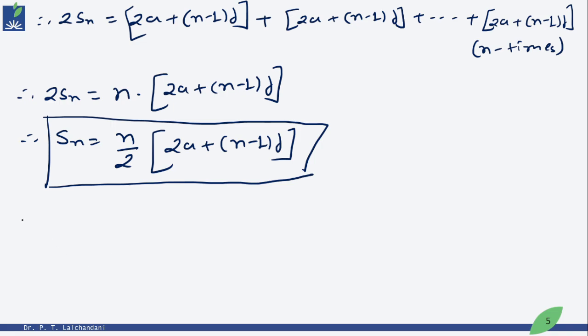Let us simplify a little bit more. We have to remember this formula, okay? But for the sake of simplicity, let us simplify a little bit more.